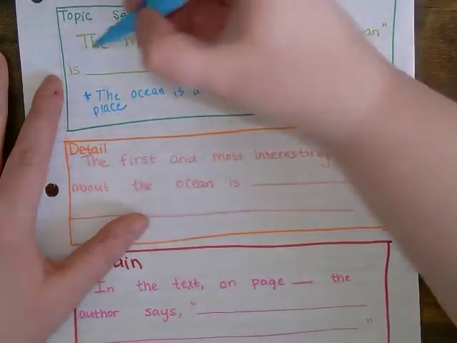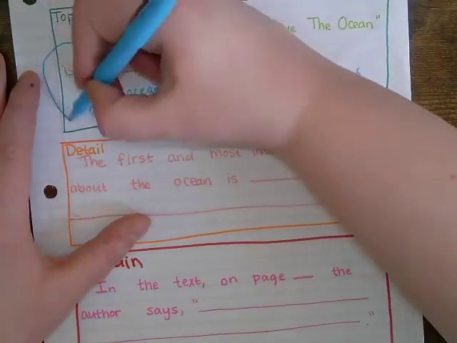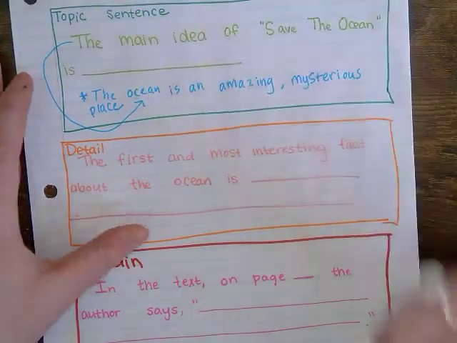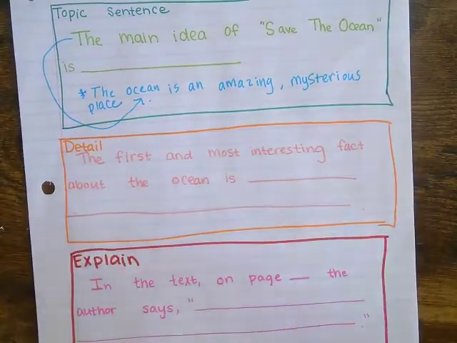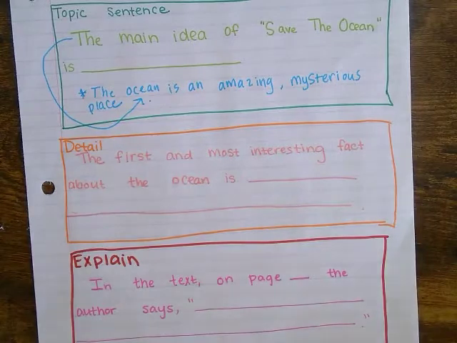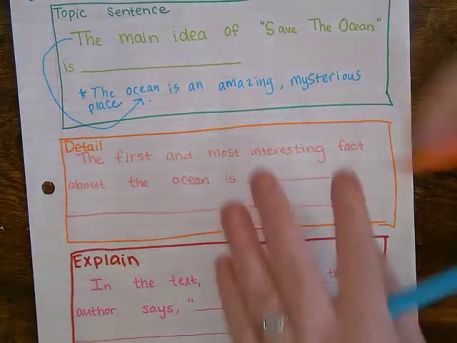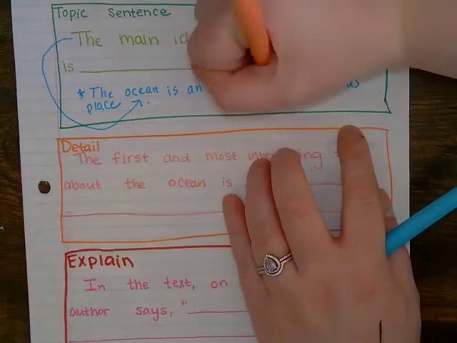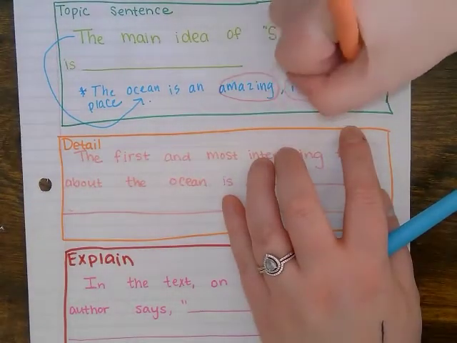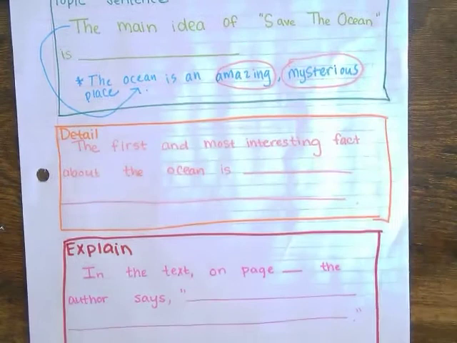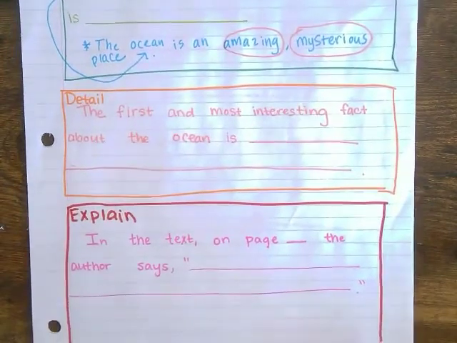And then after that, I could add the main idea, okay? And this is why we plan like this, so I can go back and make changes and make the best paragraph I could make. I'm going to circle right here these two vivid words I added, amazing and mysterious. Really helps you think about what the ocean is.